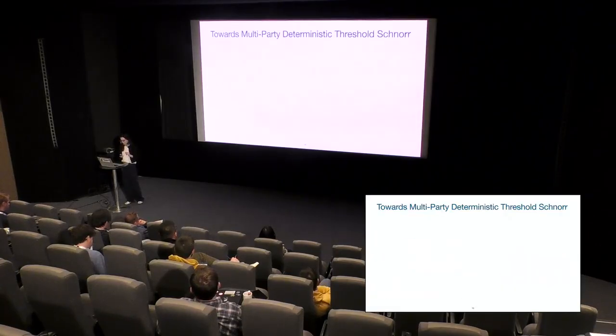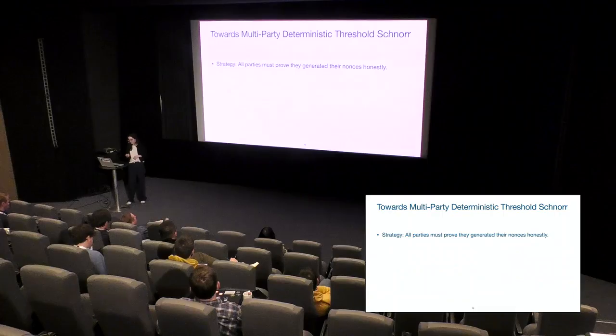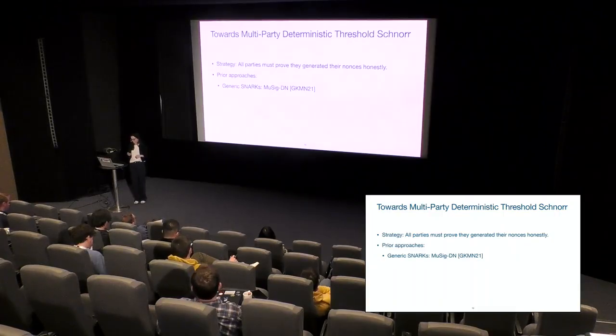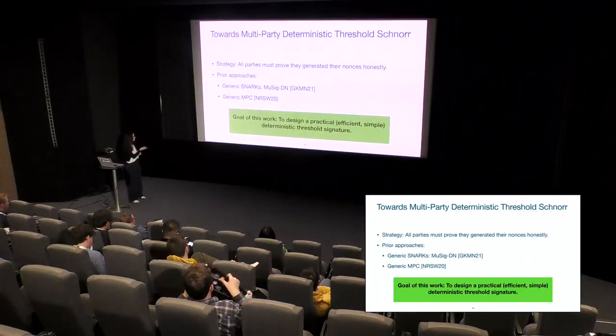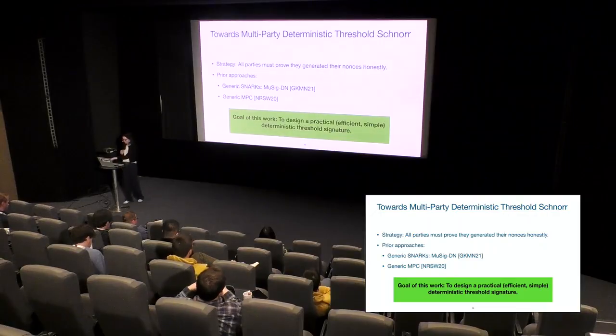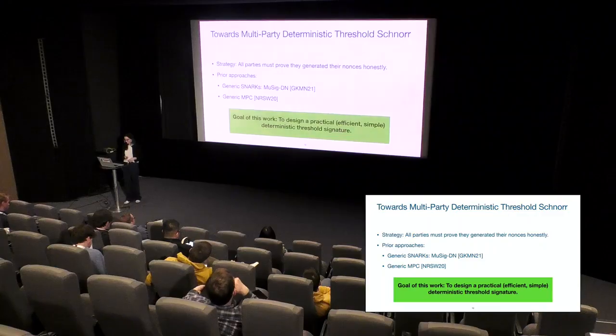Okay, so basically what we want is that all parties can prove that they generated their nonces honestly, and prior approaches in the literature just use generic SNARKs or generic MPC. Those are the two main approaches in the literature. The goal of this work was to define a simple and efficient deterministic threshold Schnorr scheme. So we wanted to go away from those approaches and design something simpler that would be easy to implement.